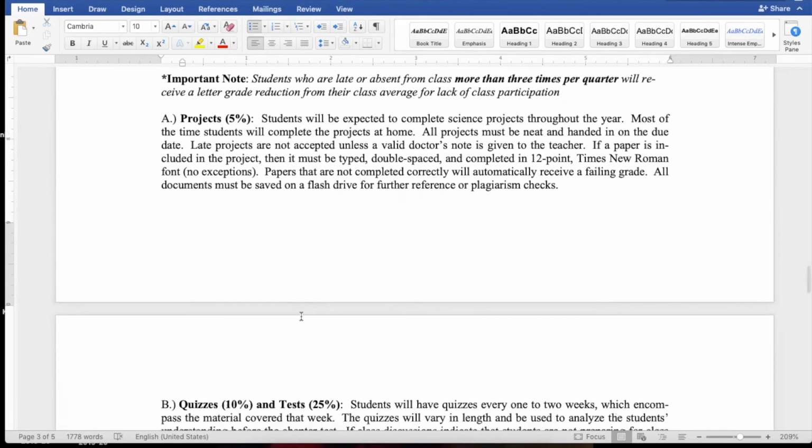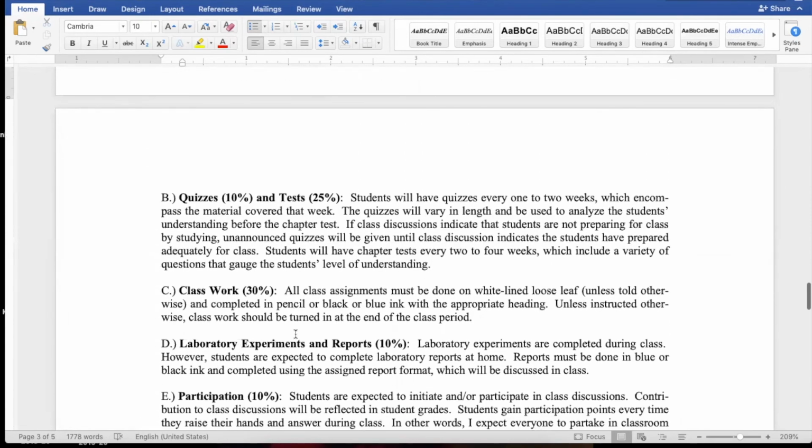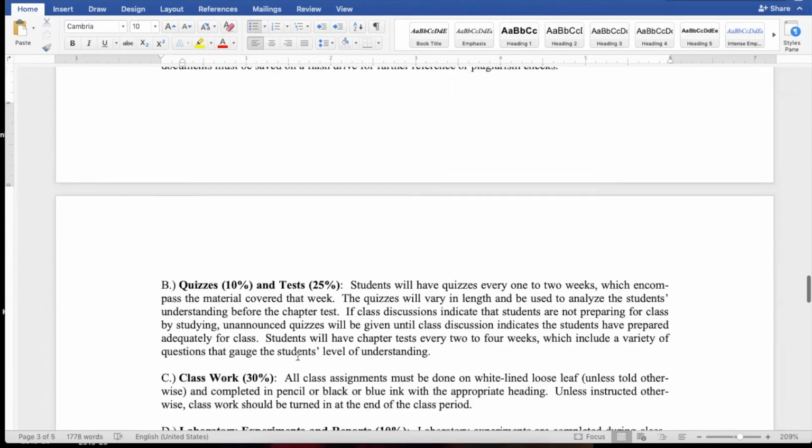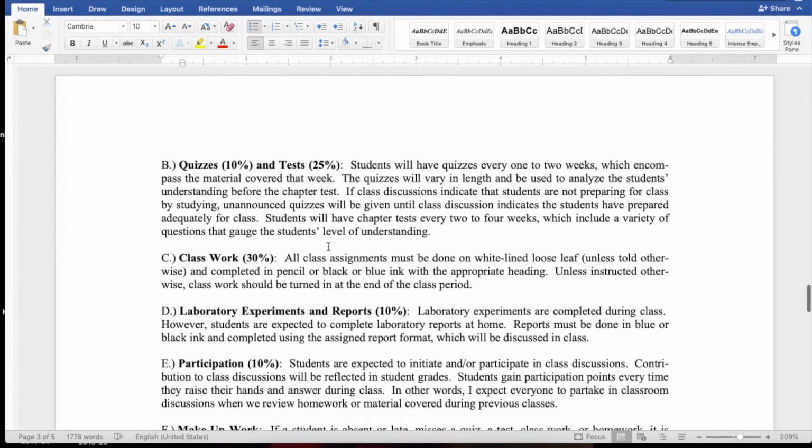So let's talk about what each thing is worth. Projects are worth 5% of your grade. I'm going to scroll down here. Labs and experiments are worth 10%. I typically lump them together and make it 15%. Quizzes are worth 10%, tests are worth 25% of your grade, and classwork is worth 30%. You understand that? 30% of your grade comes from classwork.